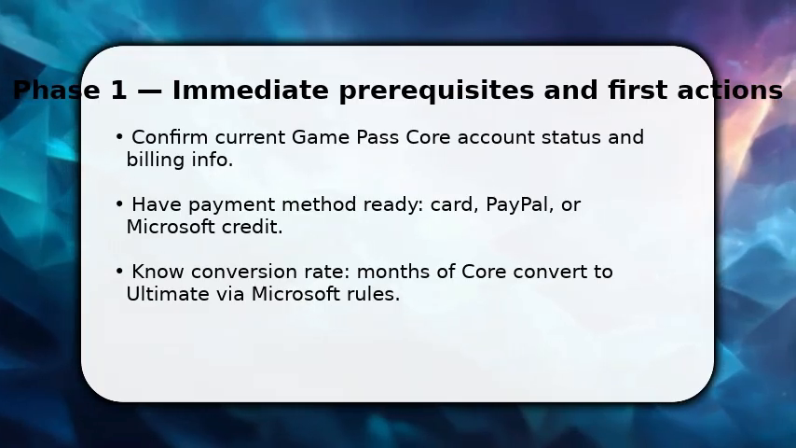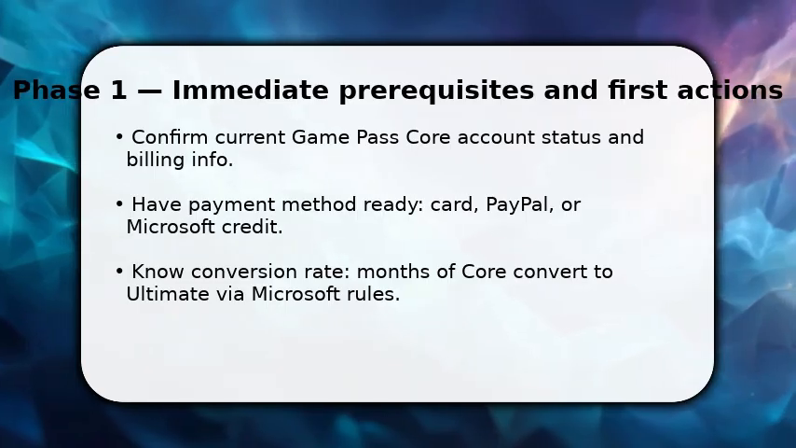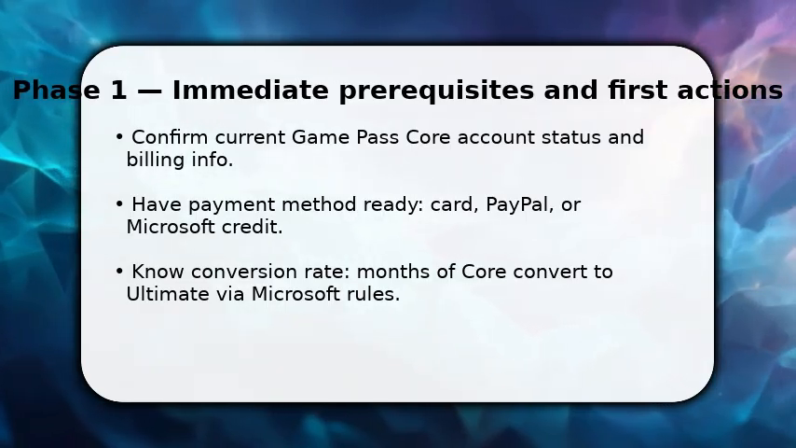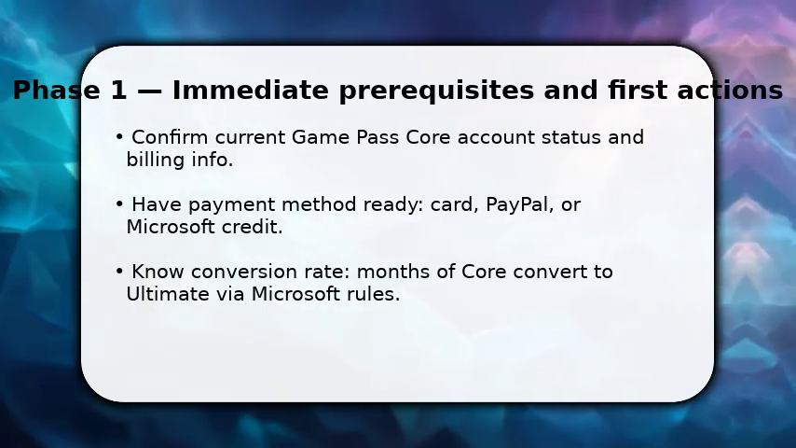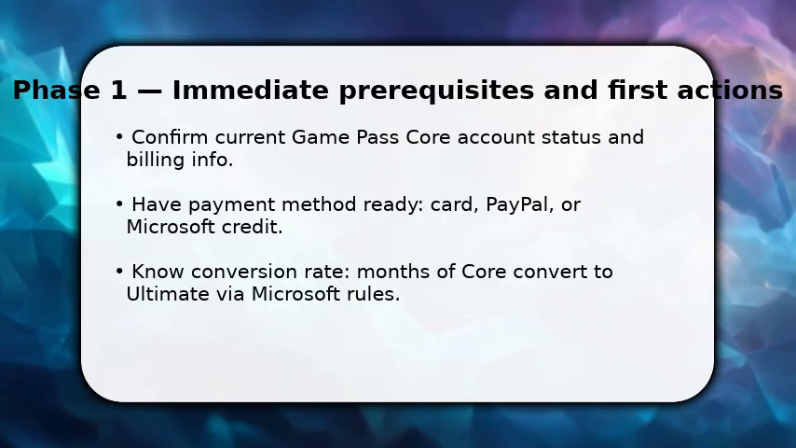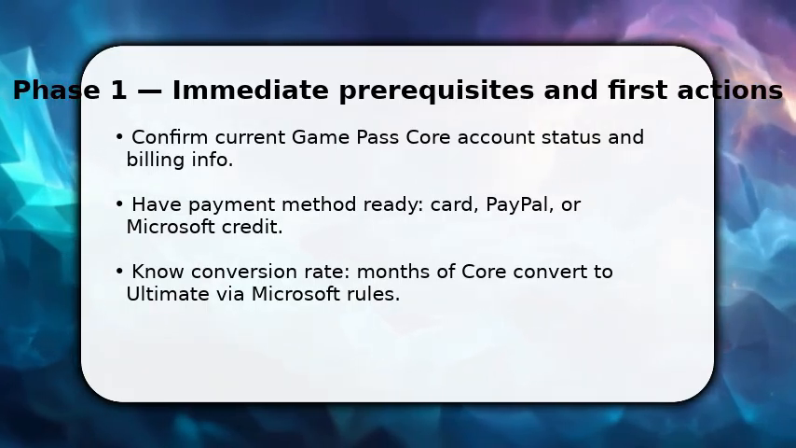You start by verifying your Game Pass Core subscription and payment method. This avoids interruptions. Once logged into your Microsoft account, make sure billing details match and that you have any store credit visible. Now navigate to Subscriptions.